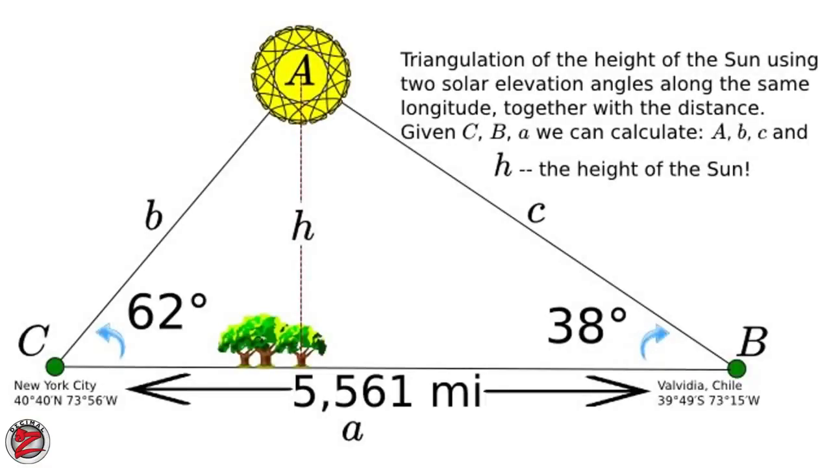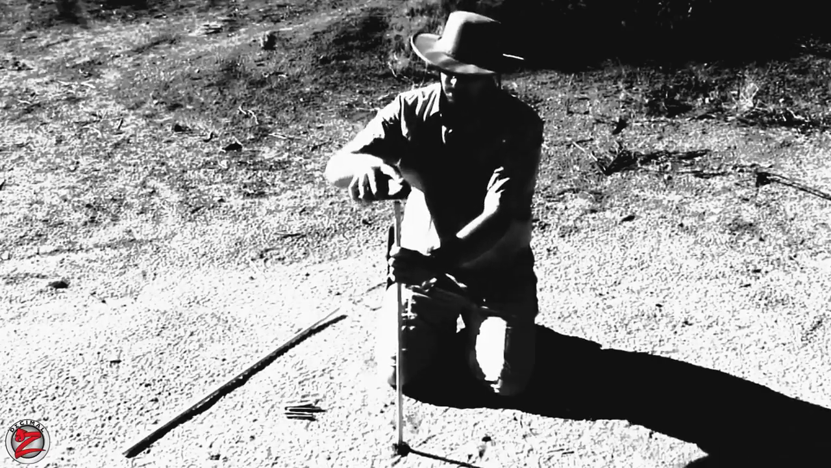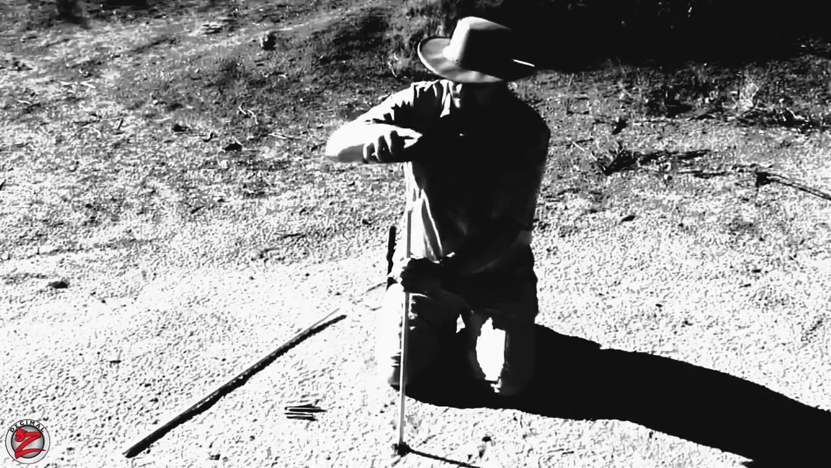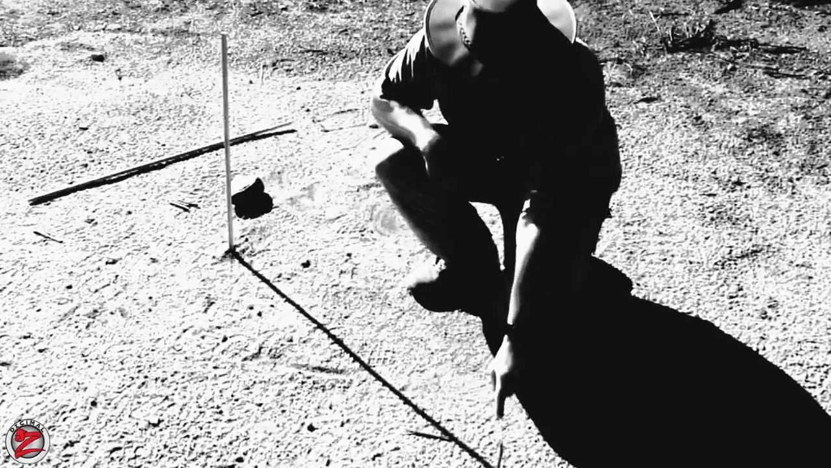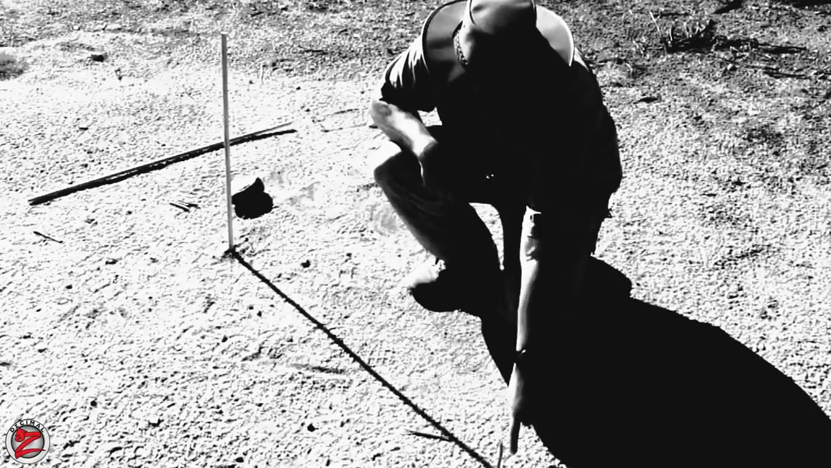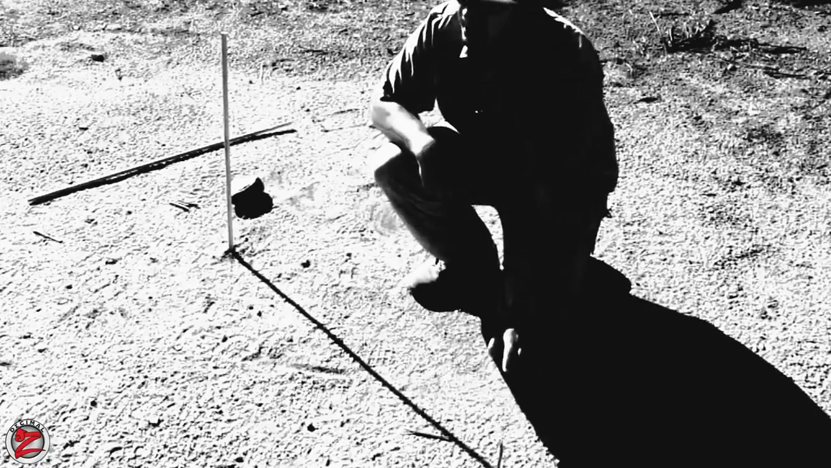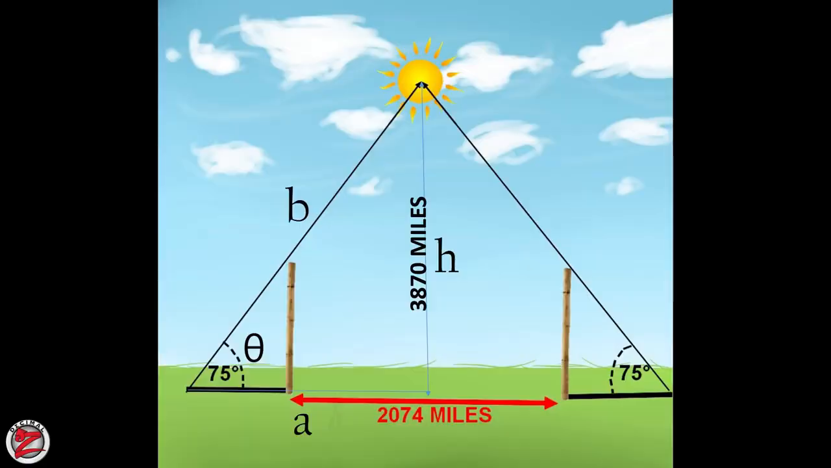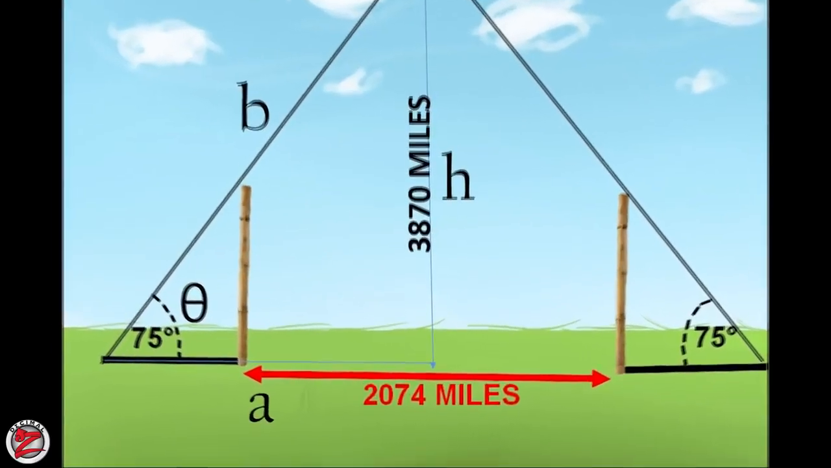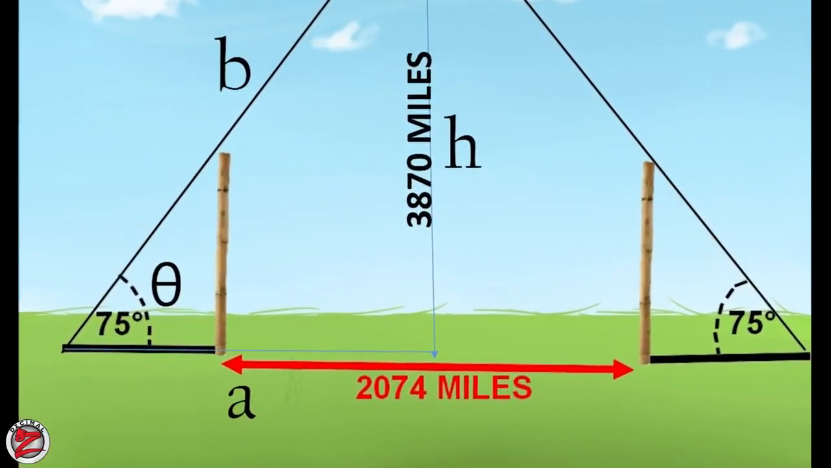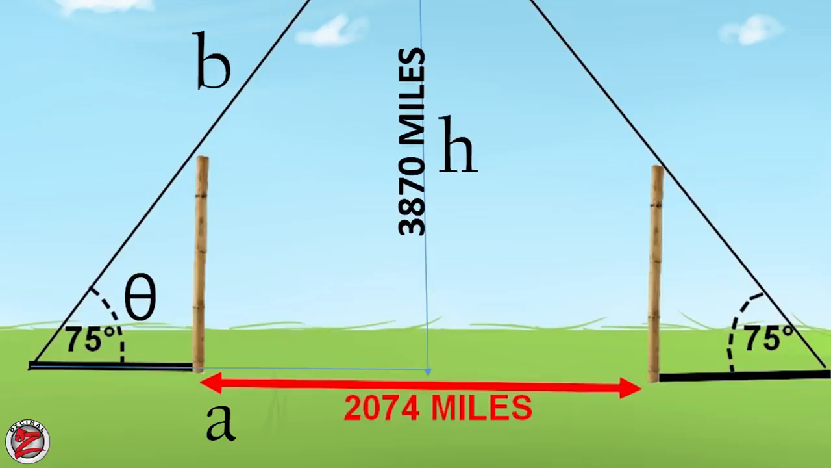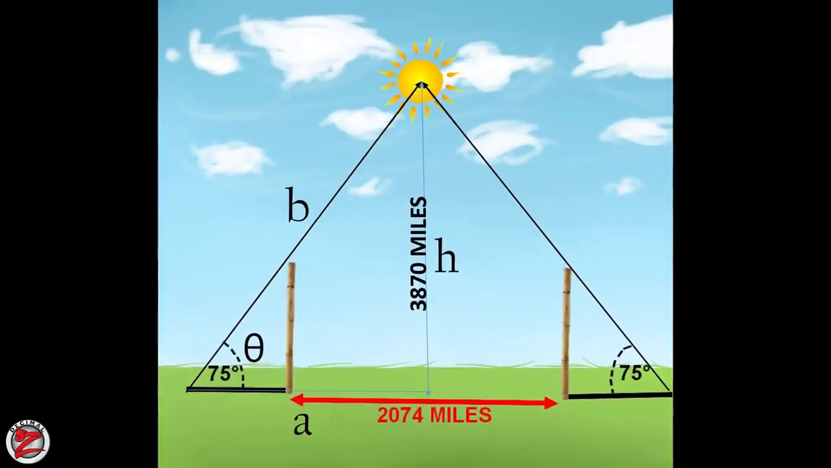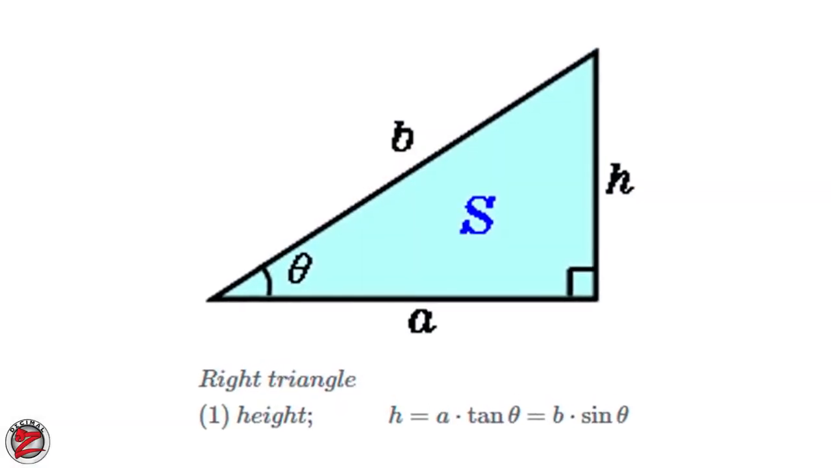So you're going to need at least 2 sticks. You're going to place them on the ground as far as possible from each other because the sun is obviously big. Then you measure the shadow of the 2 sticks at the same time to get the elevation angles of the sun, and then you measure the distance between them. So for example, if the distance between these 2 points is 2074 miles and their elevation angles are both 75 degrees, then the distance to the sun will be 3870 miles. Here is the math behind it. It is very simple.